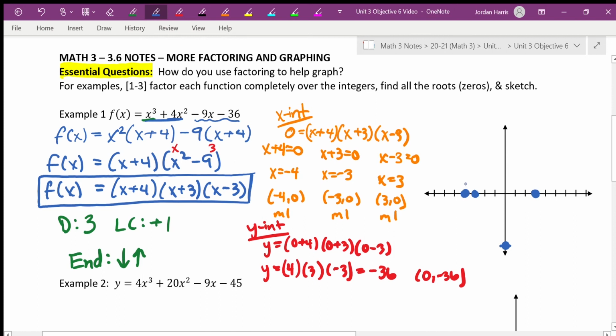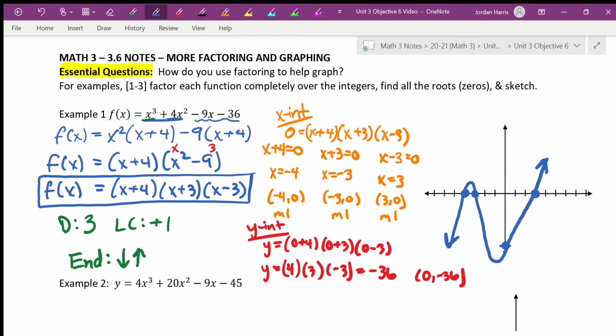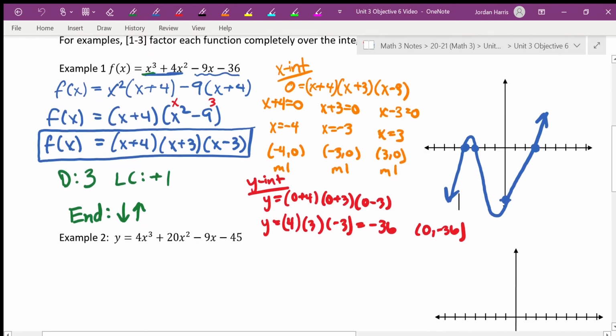Start low, cross, cross. Should probably do a little better than that. How is this going to work? Okay, cross, cross, cross, cross. Doesn't look great, but that's okay. And there we have it. It says find all the roots and zeros, and we did. They are all real roots, and we graph.